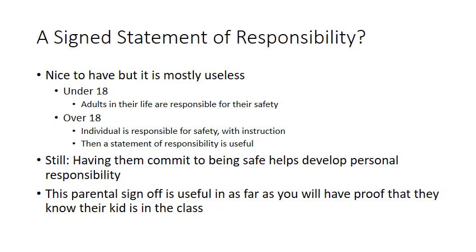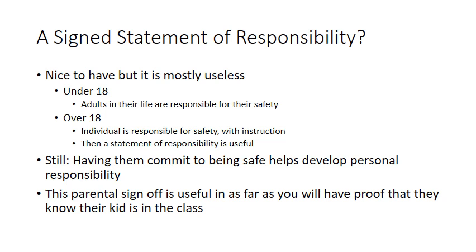But I find that it helps to put them on notice that they are responsible for their own safety. So, as part of the conversation about being safe in the class, it doesn't hurt to have them sign a statement of responsibility. Now, should you have the parents sign off on that?